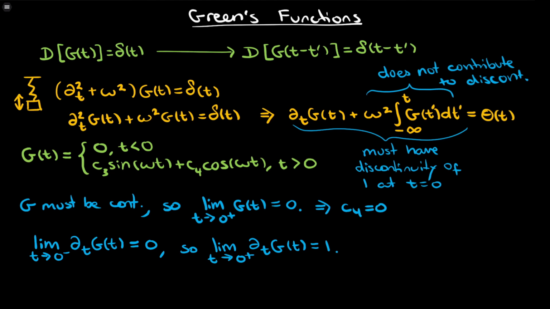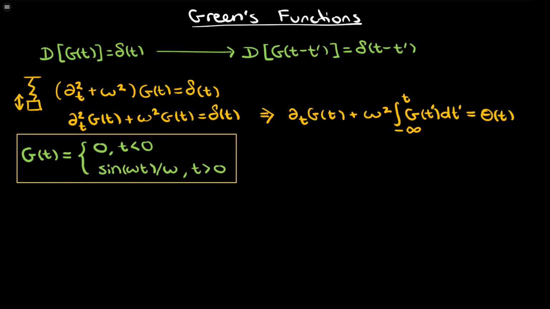And so for a discontinuity of 1, we require that the limit of the derivative of g as t approaches 0 from the right is equal to 1. And this implies that the coefficient c3 equals 1 over omega. And so plugging these coefficients in, we find that the Green's function, subject to causal boundary conditions, will be 0 for t less than 0, and sine omega t divided by omega for t greater than 0. In plotting this, we see that this looks exactly how we would expect. The mass is stationary until we give it a kick at t equals 0, at which point it starts oscillating.